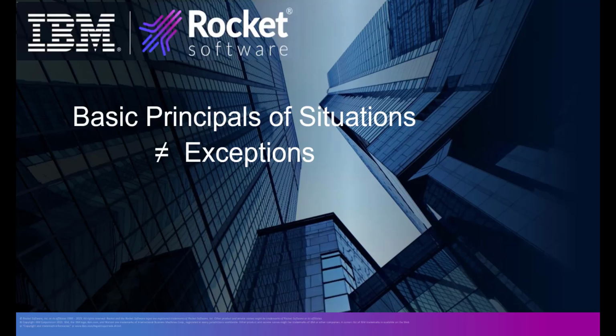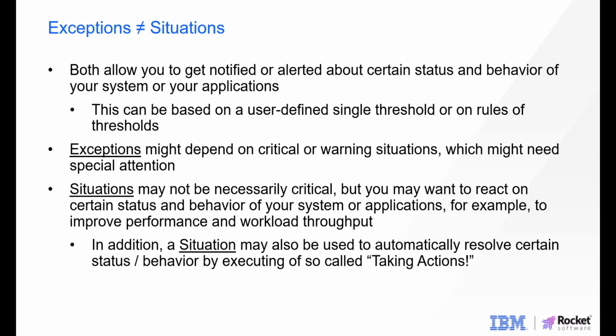You often heard about exception processing with highlighting, notifying or alerting. But you also might have heard about the term situation management. Actually, both allow you to get notified or alerted about certain status and behavior of your environment, system or application. Both use the same way of sampling data and checking them against user-defined thresholds, or even rules of thresholds together with qualifications. But there is still a difference.